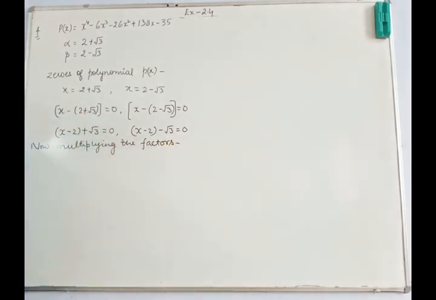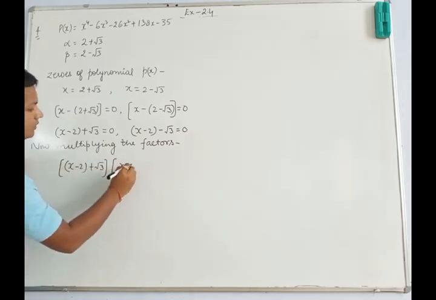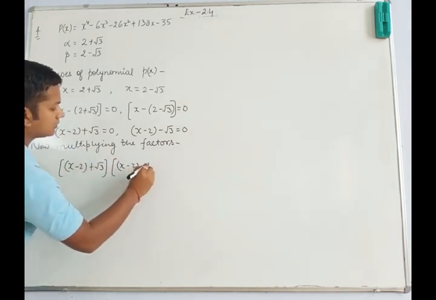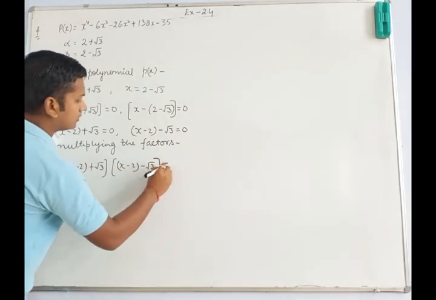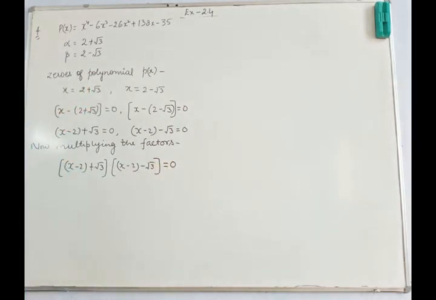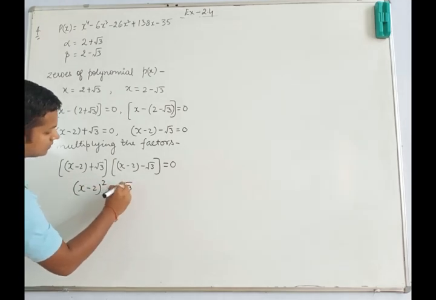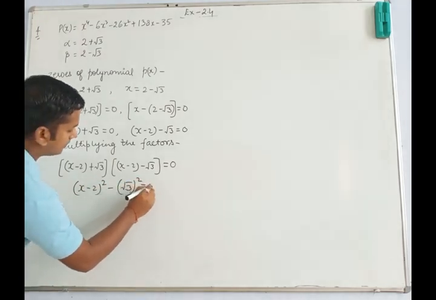These two are the factors. Now we will multiply it. So what will it become? (x − 2 + √3)(x − 2 − √3) = 0. Okay, now (a + b)(a − b), so what will it become? a² − b².